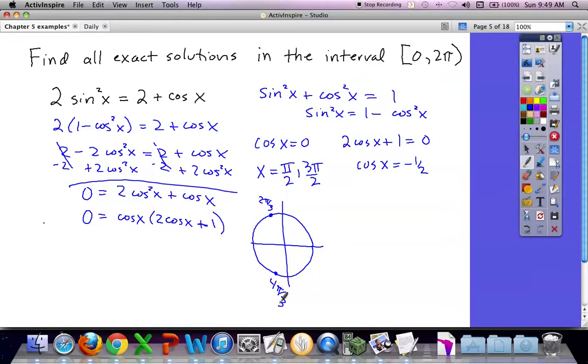Again, you've got to know your unit circle. x equals 2 pi over 3, 4 pi over 3. Right? Those are all the solutions between 0 and 2 pi.